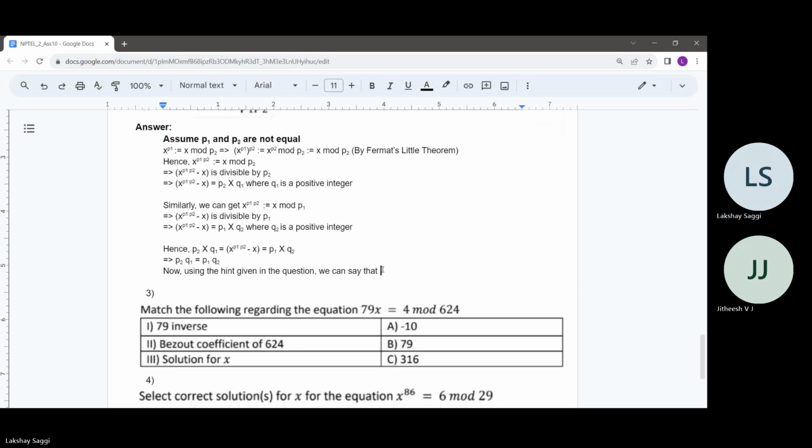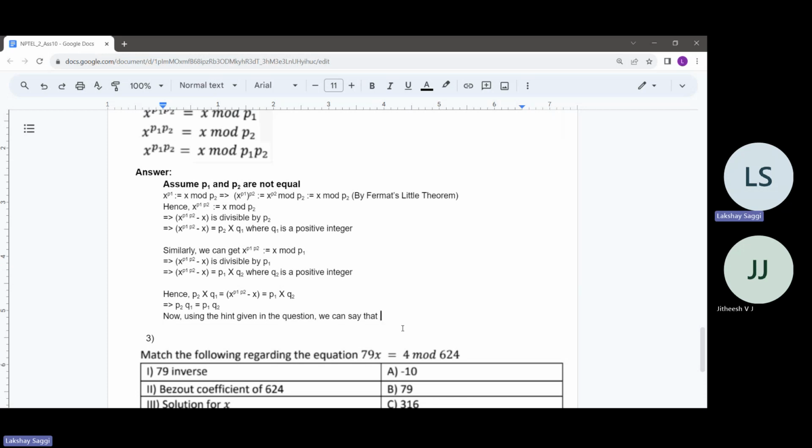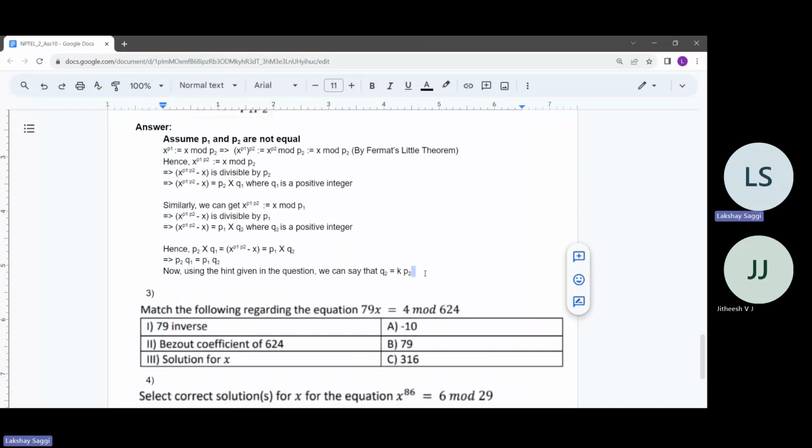So now using this hint, we can actually say that Q2 is equal to K times P2, because we are dividing by P2 on both sides. So we can write this Q2 as K times P2, and similarly, we can write Q1 as K times P1.